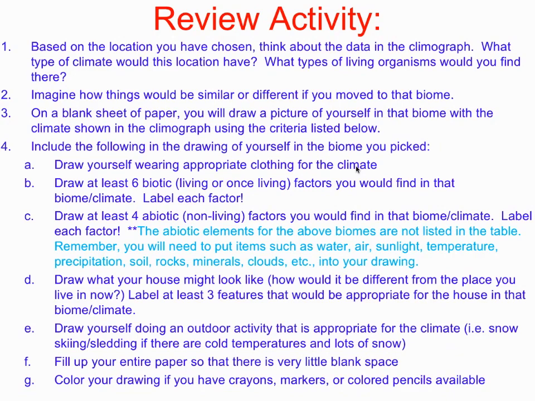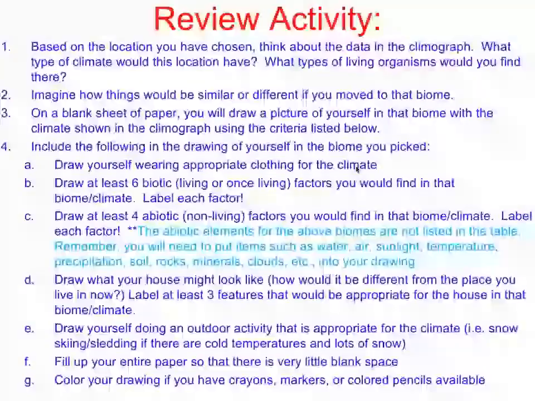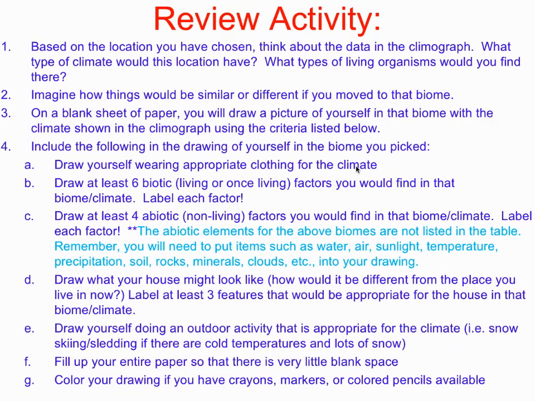So we're back to number 4, and we're on A. Draw yourself wearing appropriate clothing for the climate in your biome that you've chosen. B, draw at least 6 biotic, living or once living factors you would find in that biome or climate. Label each factor. C, draw at least 4 abiotic, non-living factors you would find in that biome or climate.